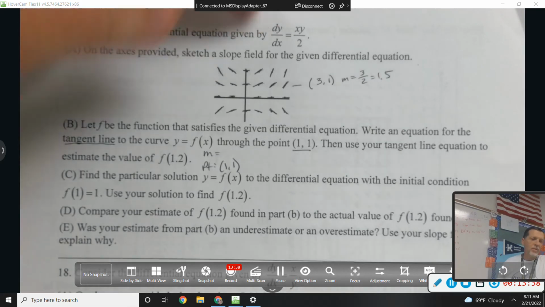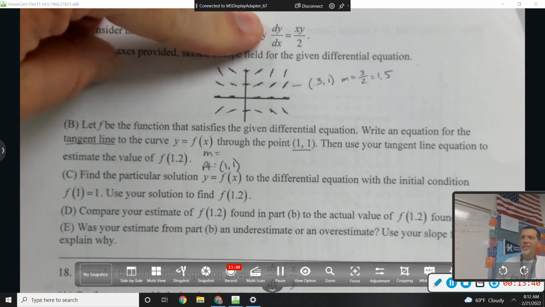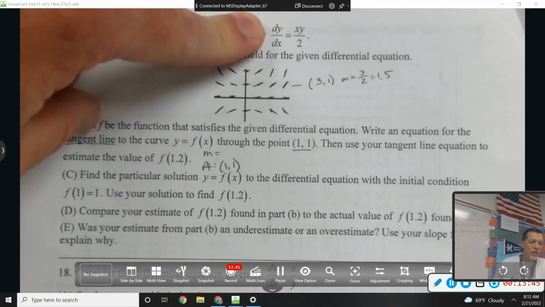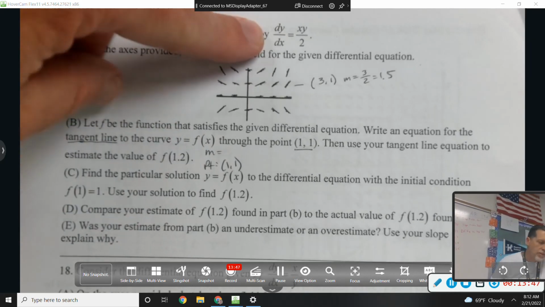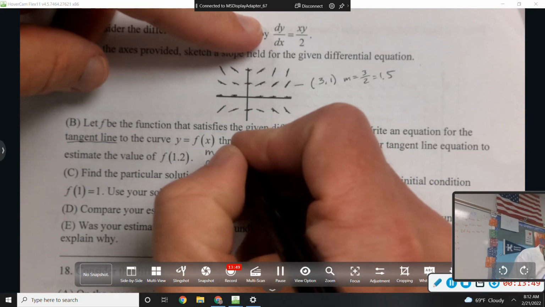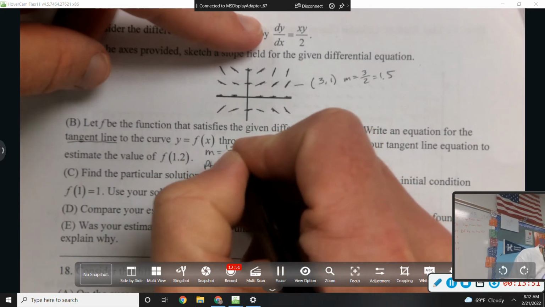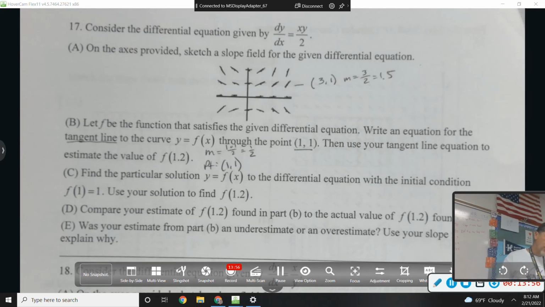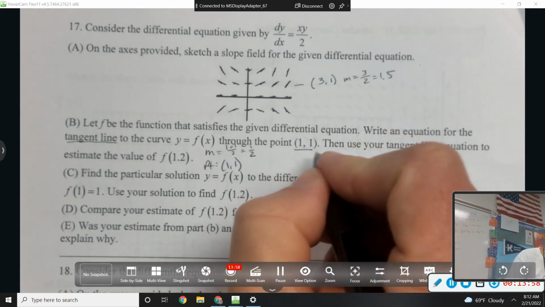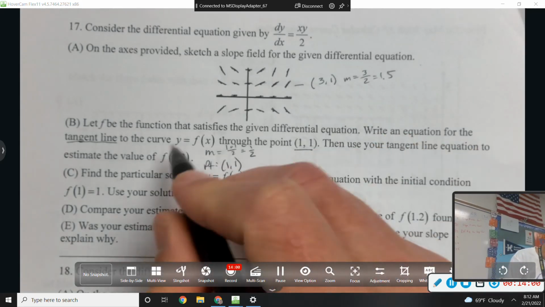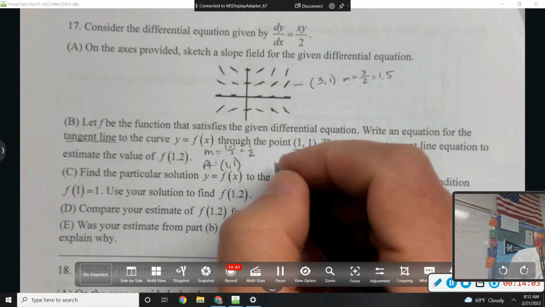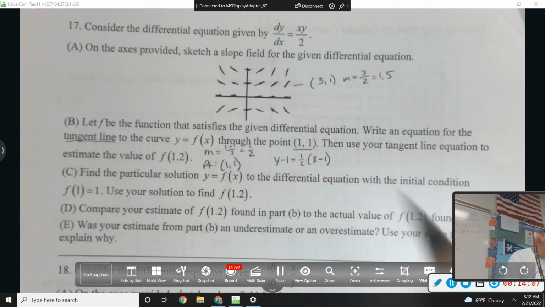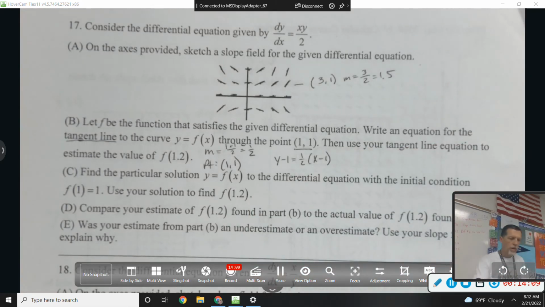I can just plug it in. It told me what the slope is. This is a little bit weird or backwards from what we usually have to do. Usually we have to take a derivative to find the slope, but here they gave me the derivative. So if I plug in 1, 1, I get the slope is 1/2. So now I can write an equation for the tangent line through the point 1, 1. Okay, so y minus 1 equals 1/2 (x minus 1). So that was the first thing it asked.